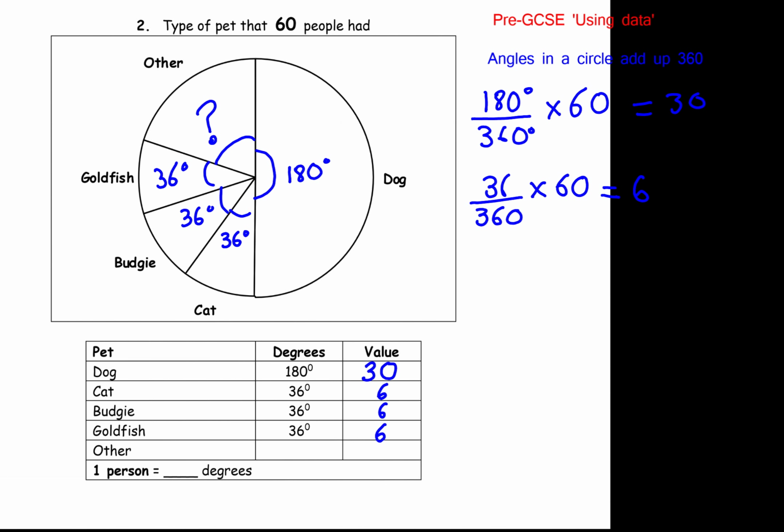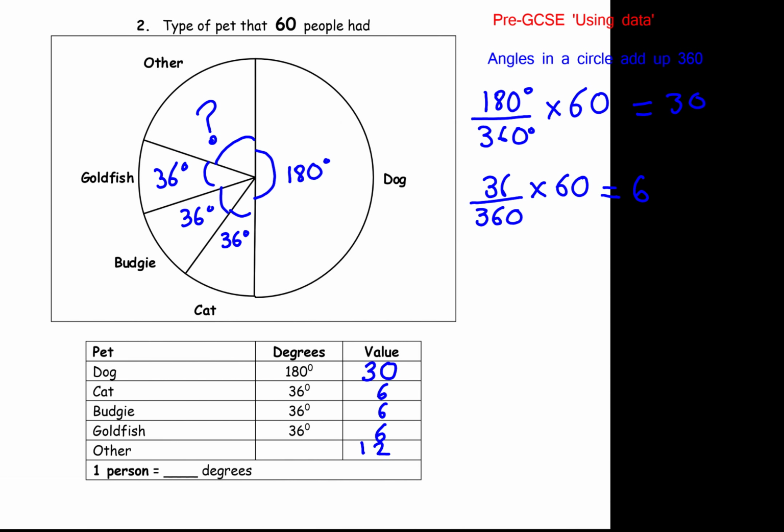Okay, so what is the other going to be? Okay, so I know that the angles in a circle add up to 360, and I know the value of all this should add up to 60. So for this question, all I have to do is to add up 30 plus 6 plus 6 plus 6, which gives me 48. So once I've got 48, I'm going to take that 48 away from 60. So that'll be 60, take away 48. And that gives me 12.